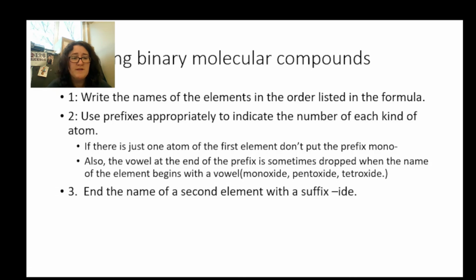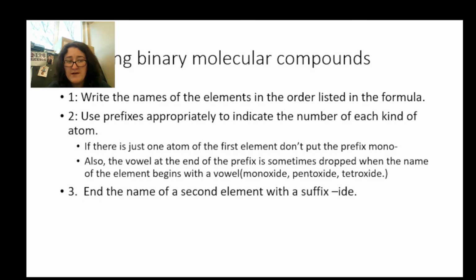Another rule for prefixes that you should be aware of is that the vowels at the end of the prefixes are sometimes dropped if you have an element that begins with a vowel. Usually oxygen is what we're talking about. Tetra, mono, penta, we drop the a when we put those in front of the oxygen, or in front of the oxide, giving you, instead of monooxide, monoxide, instead of pentaoxide, pentoxide, and instead of tetraoxide, tetroxide.